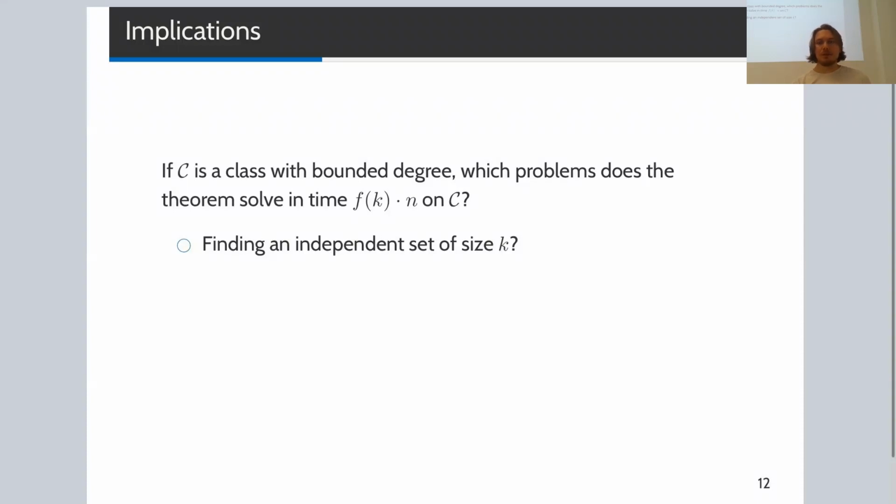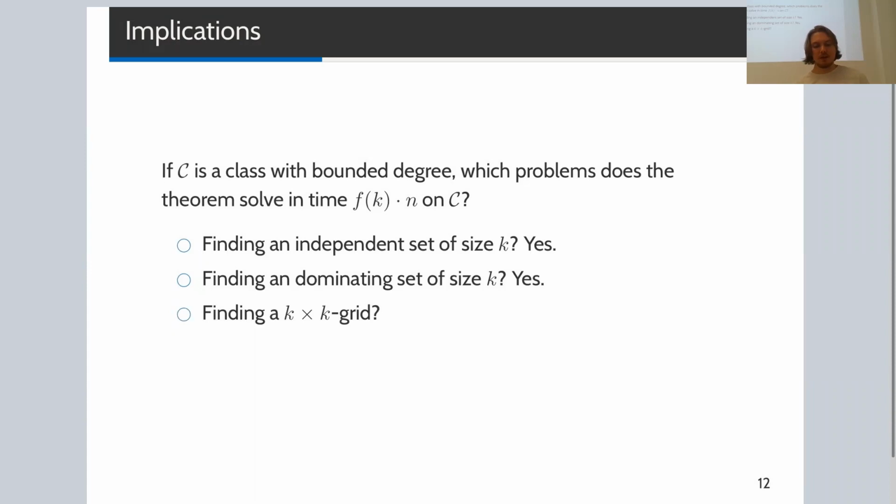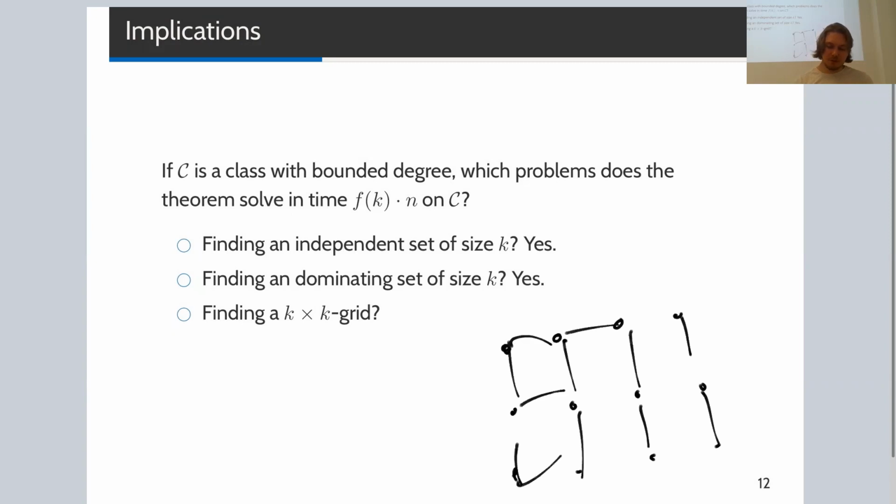And assuming we have solved this problem, then we can solve a bunch of problems in running time f of k times n on bounded degree graph classes. The example we've talked a lot about already: of course, you can find an independent set of size k in this running time by just writing down the formula for it. Similarly, you can find a dominating set of size k in time f of k times n. How about finding a k times k grid? This can be done the same way: quantify over the vertices of the grid, and then say that there should be connections between all vertices of the grid. So it's also possible in first order logic.